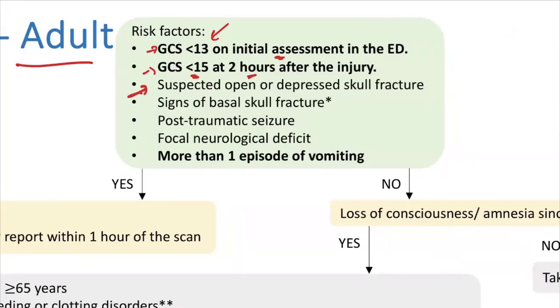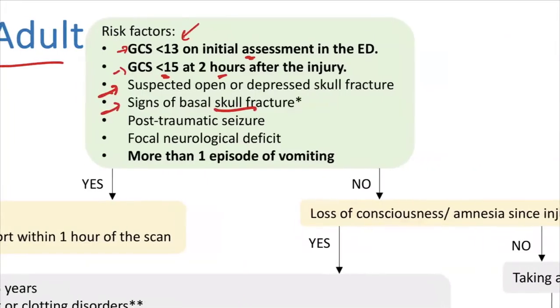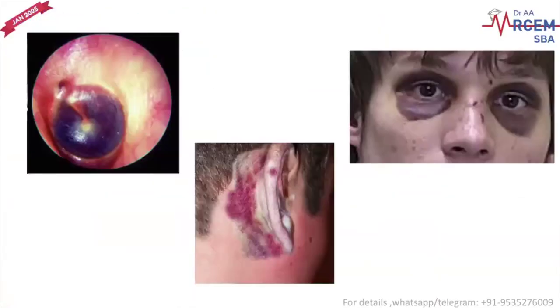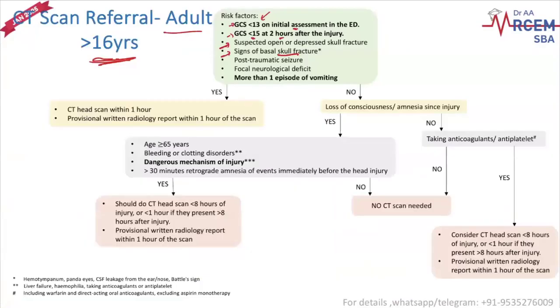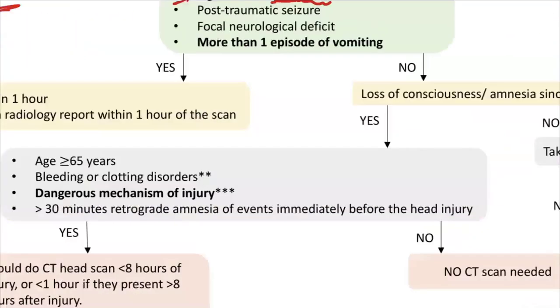Suspected open pneumothorax, sign of any basal skull fracture. What are the signs of basal skull fracture? Hemotympanum: when you are examining the tympanic membrane using an otoscope, if you visualize blood in the tympanic membrane, that is hemotympanum. Behind the ear, if there is a bruise, it is known as Battle sign. Around the eyes, if there is bruising, it is known as raccoon eyes or panda eyes. If any of these is present, it is an indication for you to immediately get a CT scan done. That is, signs suggestive of a base of skull fracture.